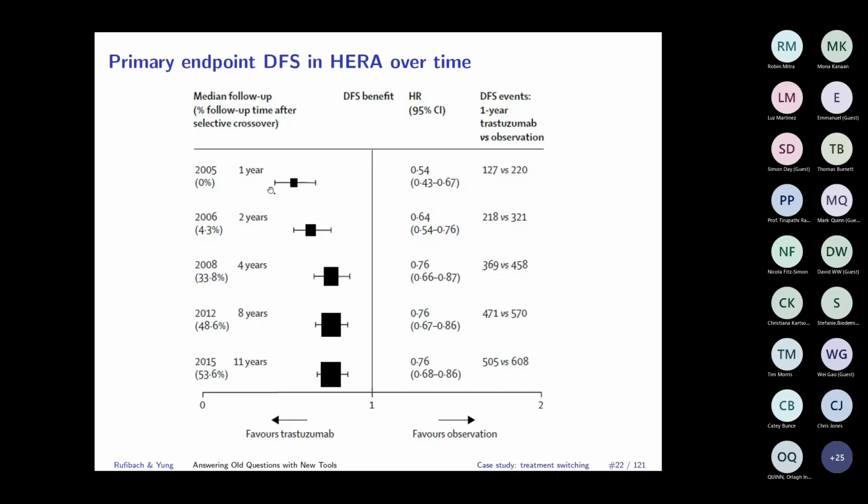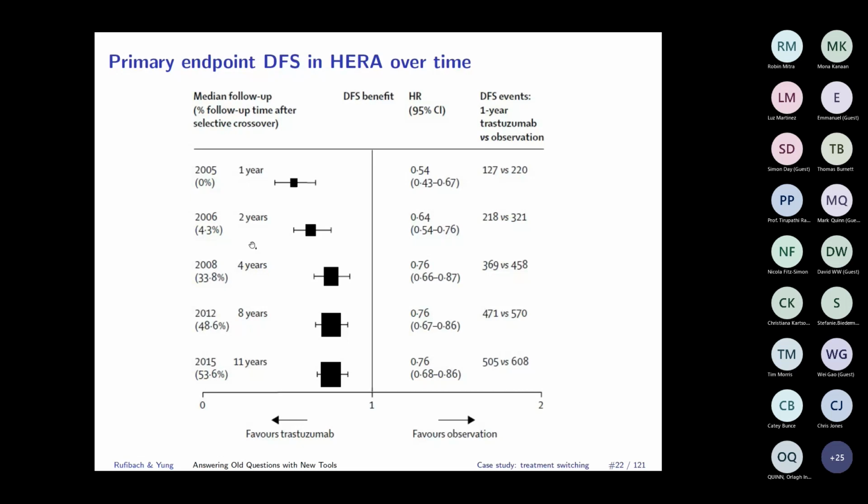But then over time, control patients started to cross over. Okay, so here 4%. This is the percentage of control patients that had crossed over. And of course, now you get kind of a mixture in the control arm. You will have patients who got the primary therapy and then have just been observed until their DFS event. But you will also have patients who get their primary therapy and then started or crossed over to trastuzumab. So they basically got the same therapy as the treatment arm.